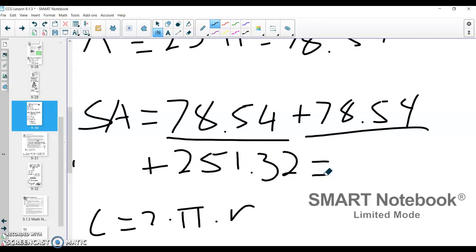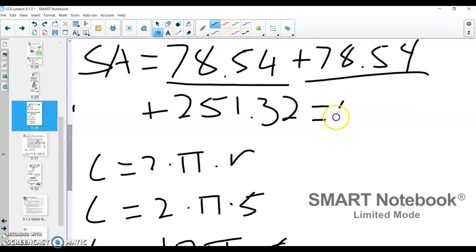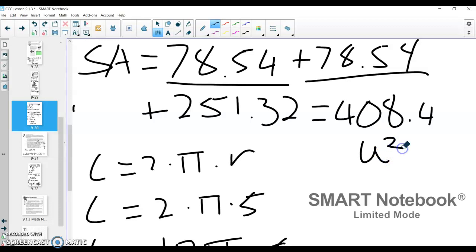And if I add all these up, I get my surface area. So 78.54 plus 78.54 gives me 157.08. 157.08 plus 251.32 gives me 408.4, and this one we are working with units squared because it's an area, it's a surface area.